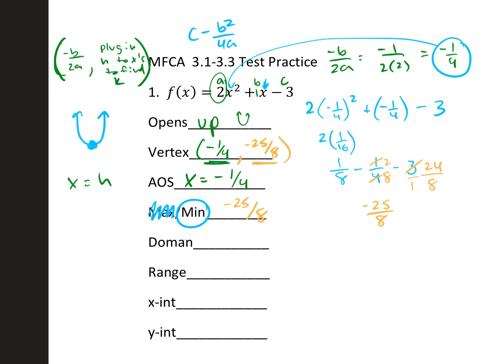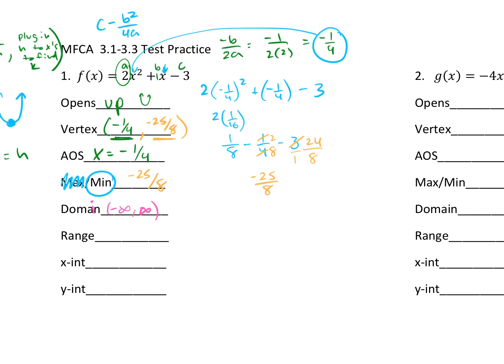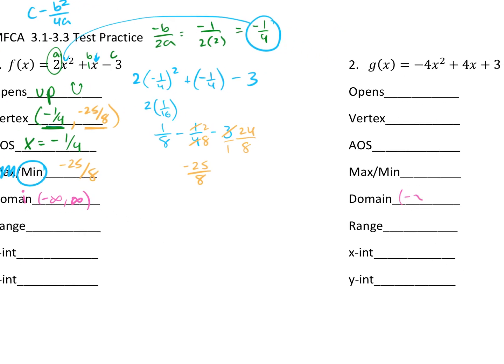This should be domain. What's our domain? Negative infinity to positive infinity. It is always all real numbers for the domain. Always, always. So your domain is going to be negative infinity to positive infinity. That is like a free question. No work required for domain.